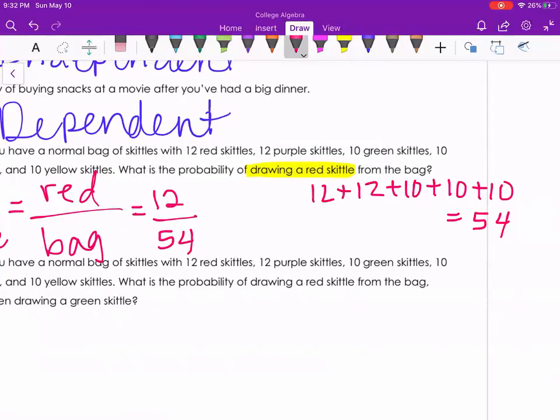So I do want to simplify this fraction down. Now, if you don't notice right away what each of these numbers could be divisible by, again, put it in your calculator, simplify this fraction down. But I know right away both of these numbers are divisible by 6, meaning my final fraction is 2/9. So my probability is I have a 2 in 9 chance of getting a red Skittle.